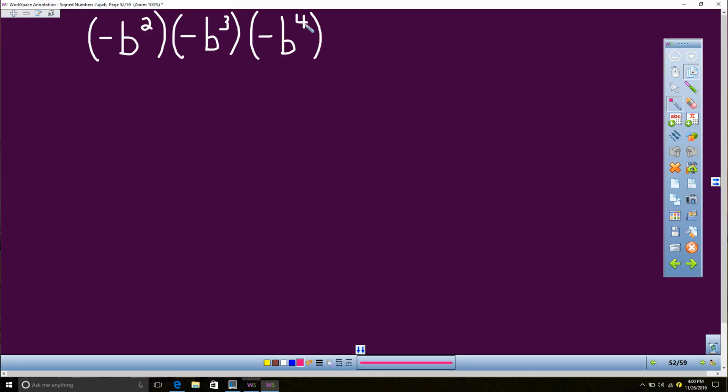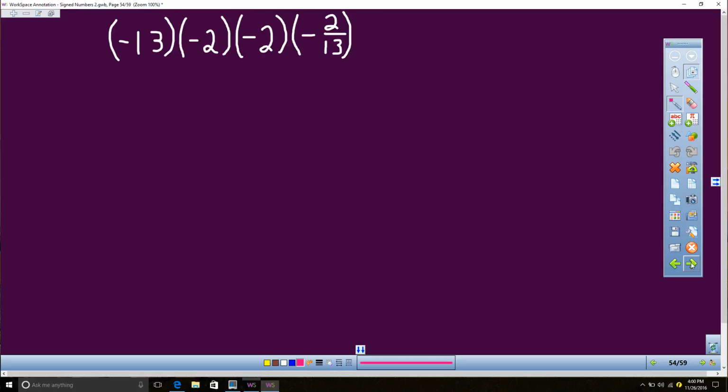However, here, notice the exponents are inside the parentheses. So here the 4 only applies to the b. The 3 only applies to the b. The 2 only applies to the b. So how many negative signs do we have? Just 3. 3 is an odd number, so I know my answer is going to have a negative sign. And of course, remember, when you multiply like bases, you add the exponents. So 4 plus 3 plus 2 is 9.